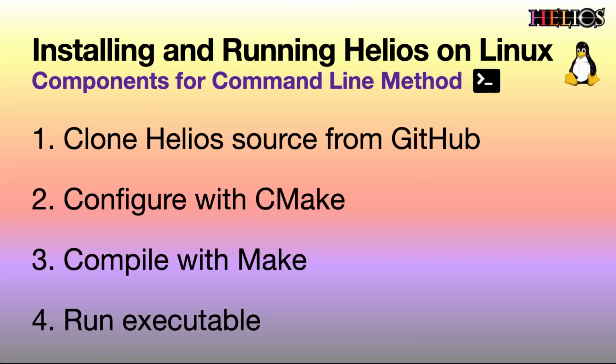All right, and finally, we're going to show how to install and run Helios just from the Linux command line. And if you're watching this video, you're a Windows person, but you're using Windows Subsystem for Linux, then it should follow the same methodology. So we're going to clone Helios source from GitHub from the command line using git. Then we're going to configure with CMake and then compile with make and then run our executable.